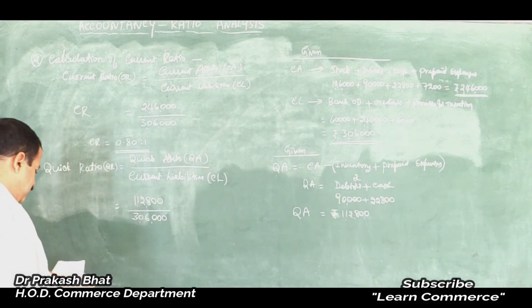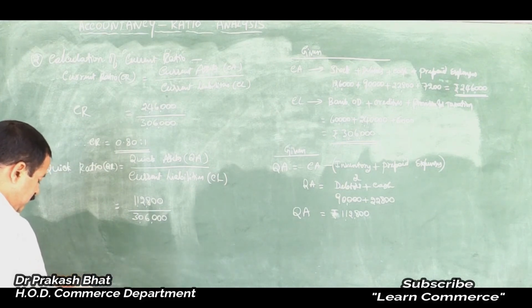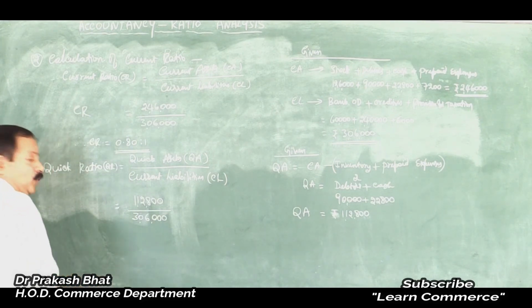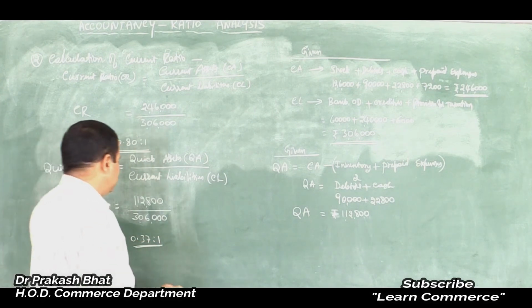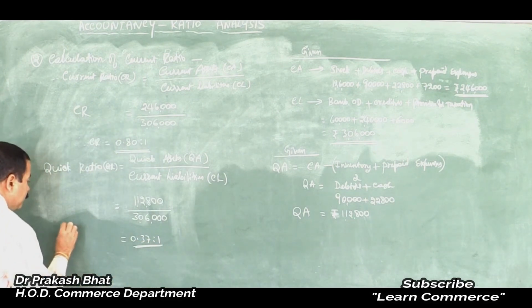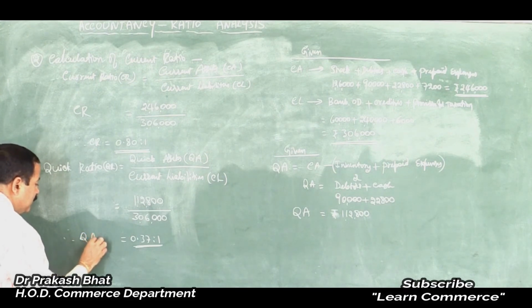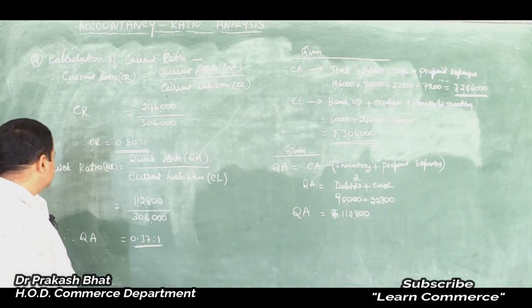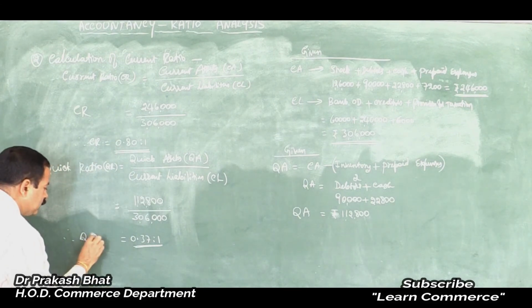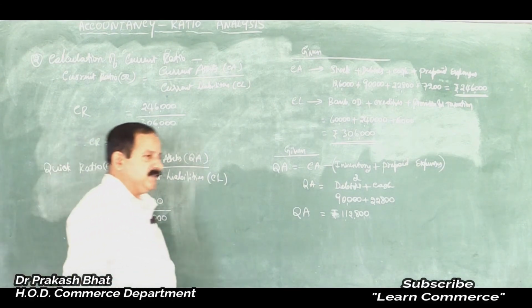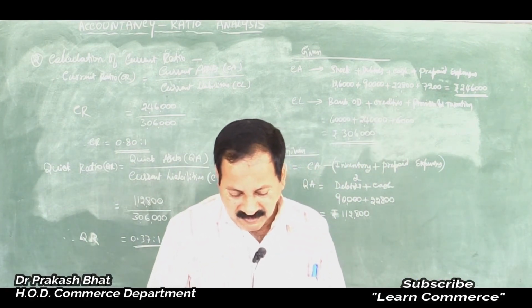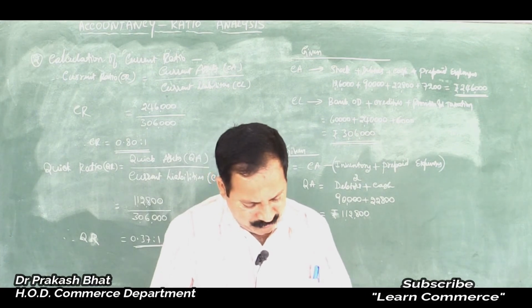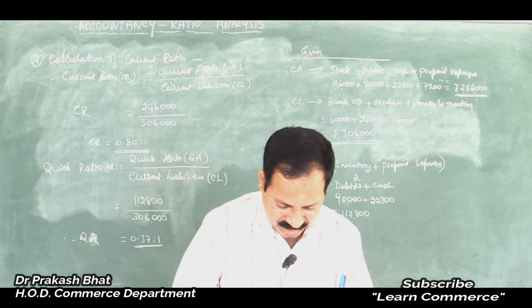1,12,800 divided by 3,06,000 is equal to how much? It comes to 0.37 is to 1. Therefore, quick ratio is equal to 0.37 to 1. This is how you have to solve a problem when a balance sheet is given. Now moving on to the third one. Very simple it is, isn't it?